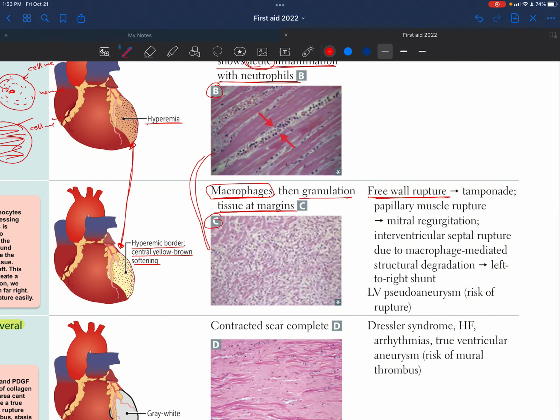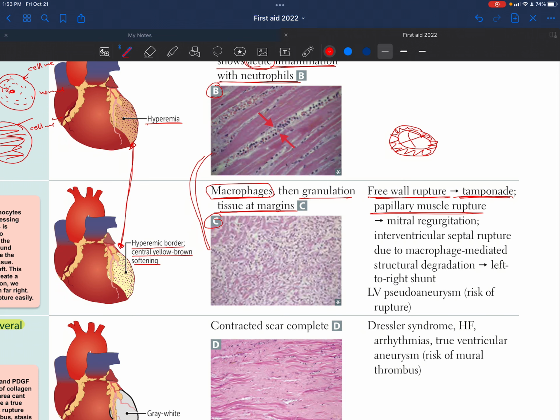So for the complications, we could have a free wall rupture. If we have a free wall rupture, then that will develop into tamponade, because the contents that flow through the rupture would go and just be right there around the heart, preventing it from contracting, and that's how we have cardiac tamponade.